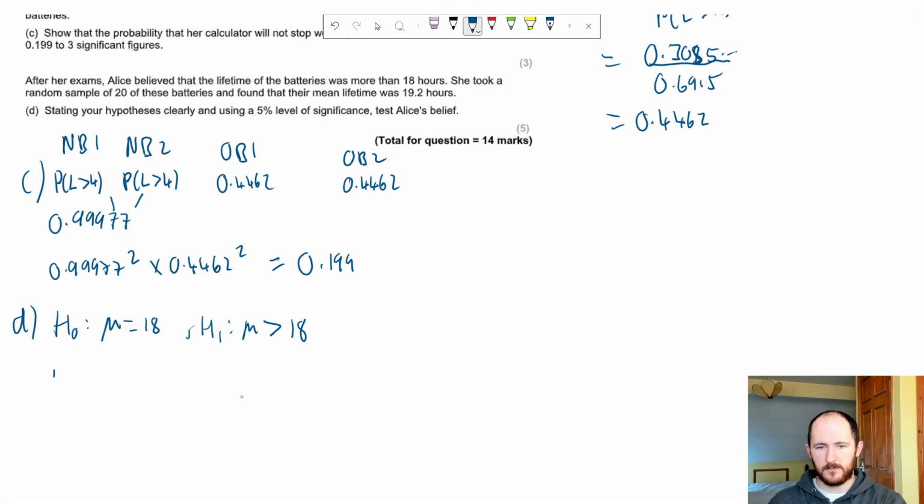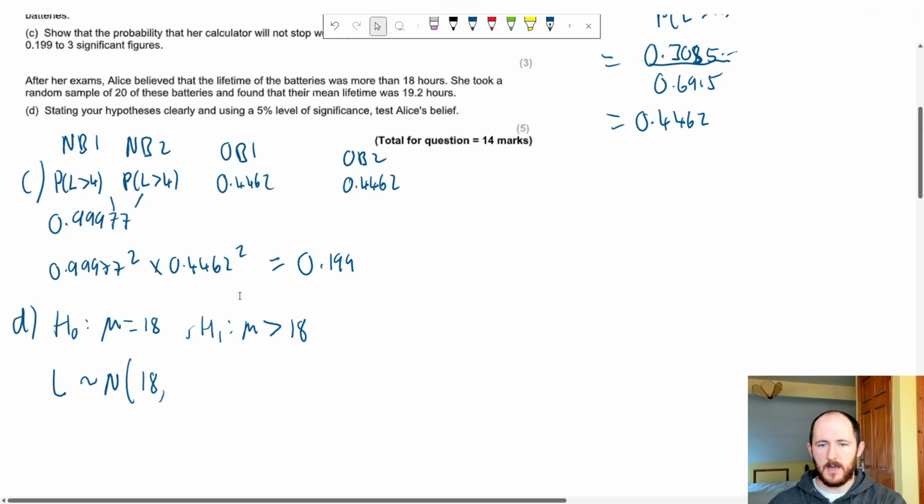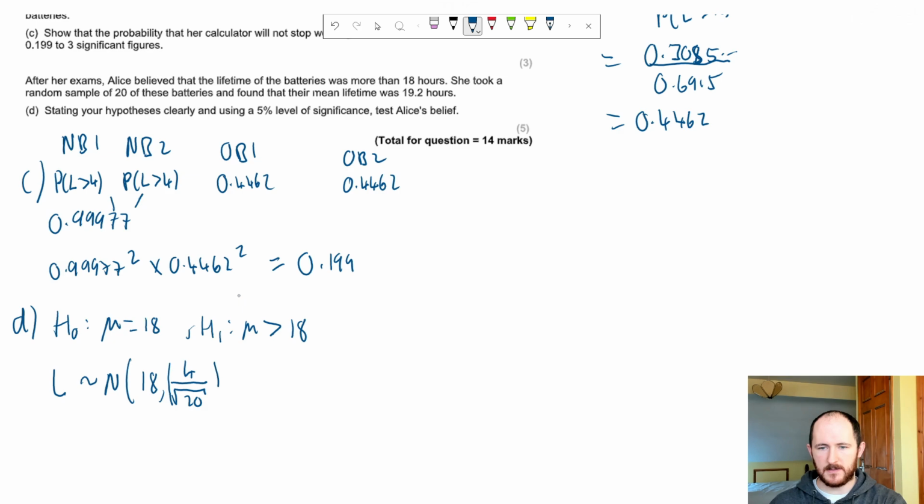So let's write out a normal distribution. Now, we have the mean of 18. And in terms of your sigma, or your sigma squared, all you need to do is take the pre-existing standard deviation 4 and divide it by the square root of the sample size. So if that sample size was 30, then it'd be bigger. If it was 50, 100, a million, whatever. And that's, of course, all squared, although we're not really going to use the squared, to be fair.